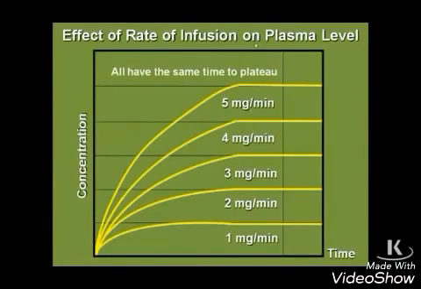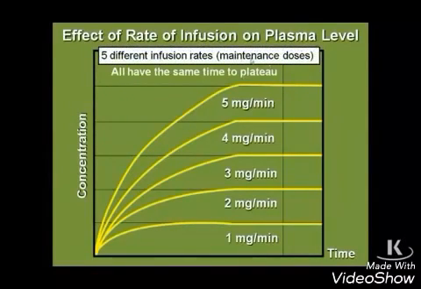So if you look at this particular diagram, what you should recognize is you're really looking at 5 different infusion rates. In fact, 5 different maintenance doses is what you're looking at. And those 5 different maintenance doses are obviously 1, 2, 3, 4, and 5 milligrams per minute, plotting time versus plasma drug concentration. And what should you notice about this curve? You should notice that every one of these curves plateaus at the same time. They all level off at the same time.